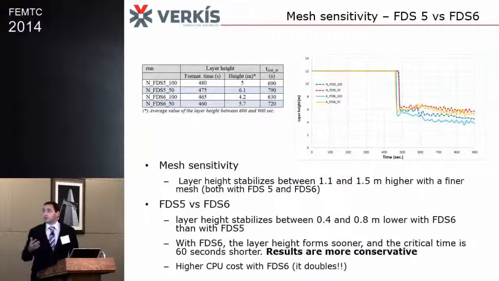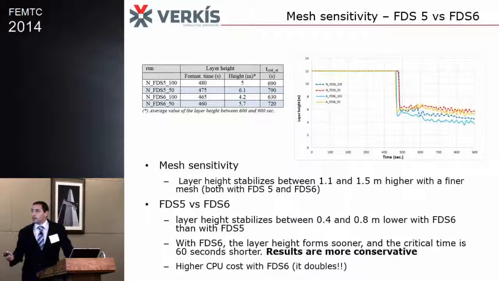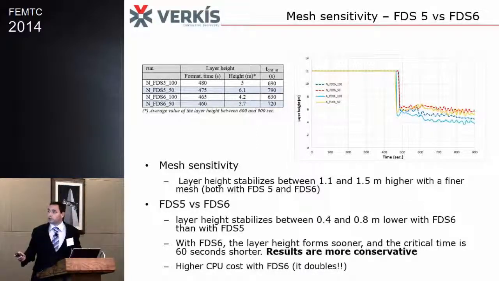So here, mesh sensitivity. Here in this table, you have, okay, this stands for normal, so everything runs well. FDS 5 or FDS 6, and the resolution. And here, I actually plotted the layer height for every case at the same position. So I wanted to see the evolution. The dotted line is FDS 5, and the plain line is FDS 6.